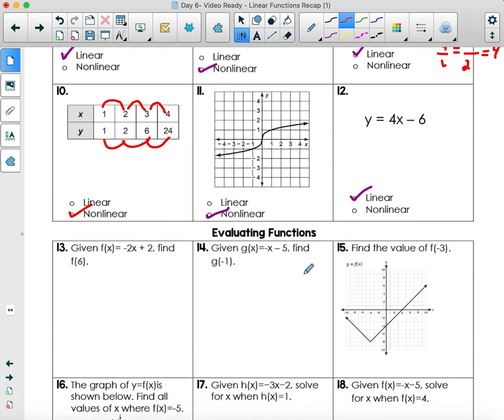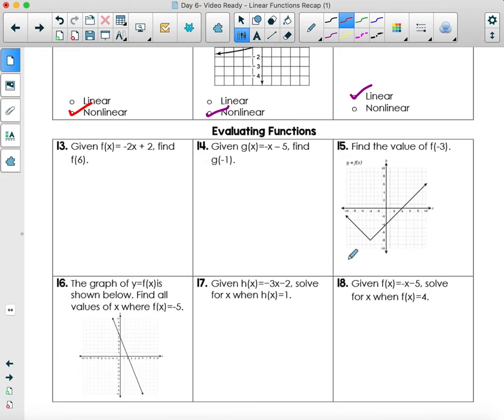Okay. This section over here is evaluating your function, really your function notation. This f of x and f of 6, and this is where f of x is equal to -5. You just want to start to understand the difference between the two. So I'm going to pair these off.